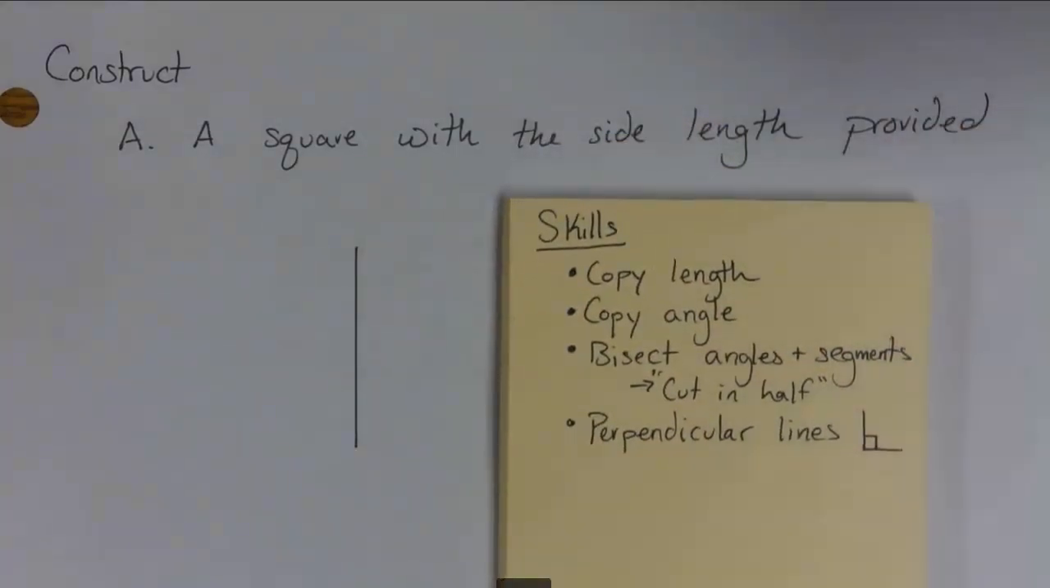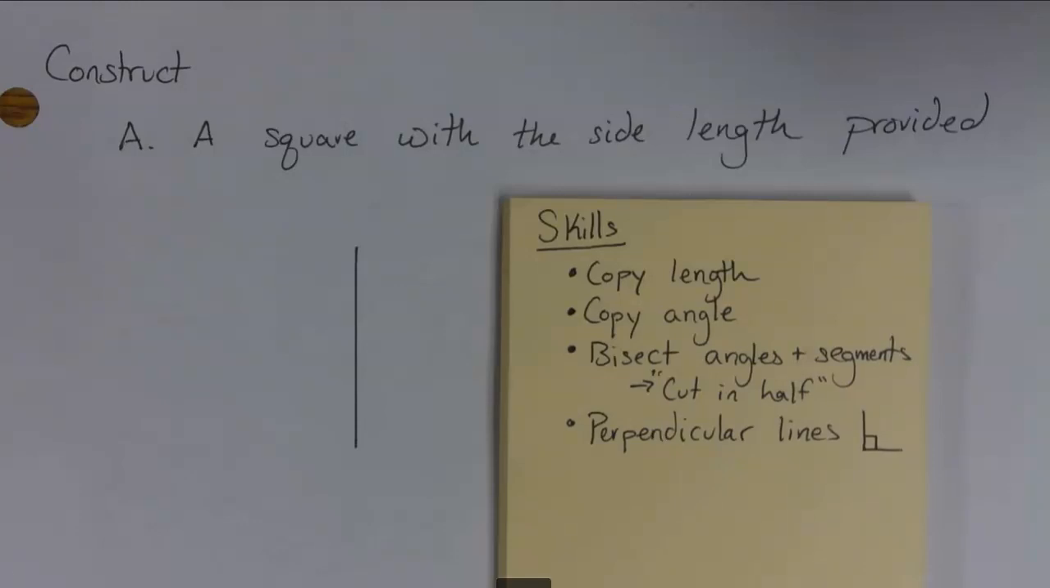So here are the things that we've talked about thus far. We know how to copy a segment or its length. We know how to copy an angle. We know how to bisect angles and segments, like cut things in half. And we also know how to make perpendicular lines.